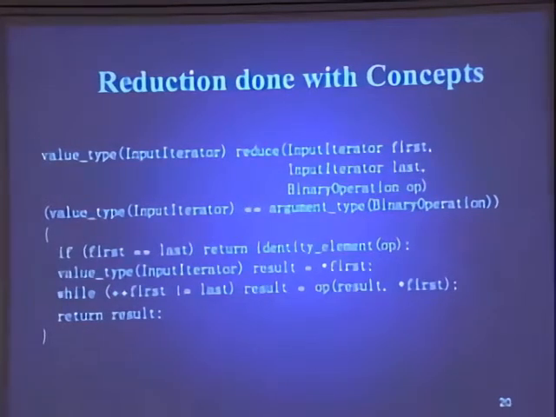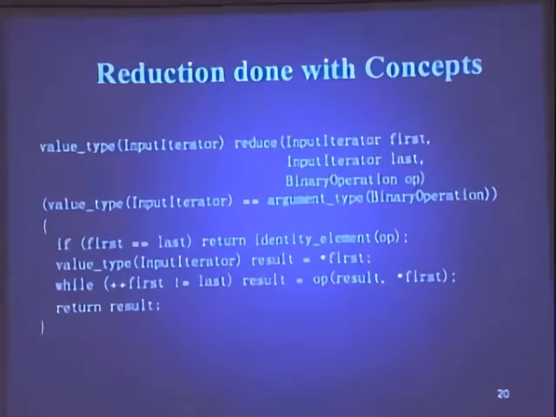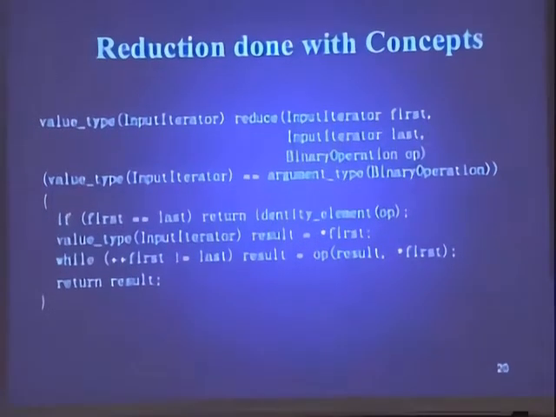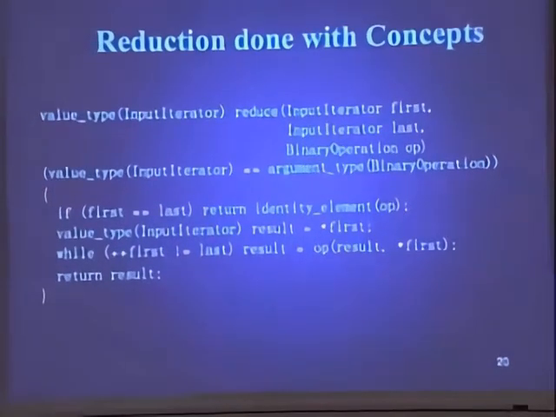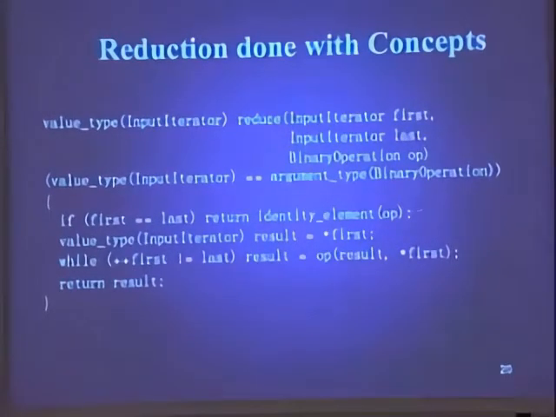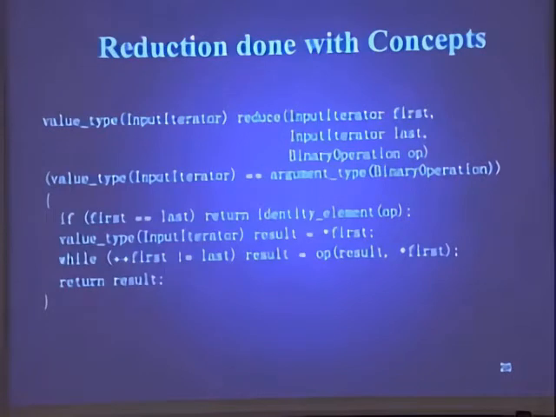Right? What we need to deal with is the following interesting fact. We need to assure that the value type of the input iterator coincides with the argument type of the binary operation. Otherwise, there will be a type mismatch. But if we do that, with this signature you don't even need the code. The signature by itself fully specifies the requirements for this generic function, which could deal with, you could have late binding, you could do all kinds of marvelous things.